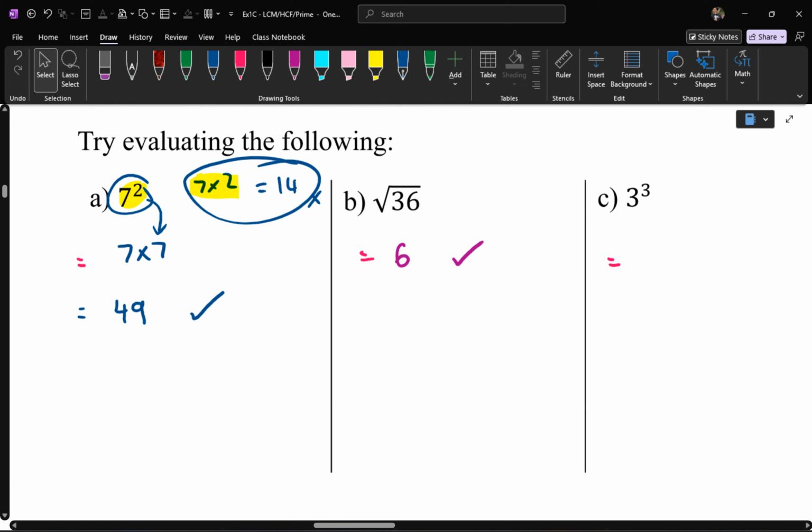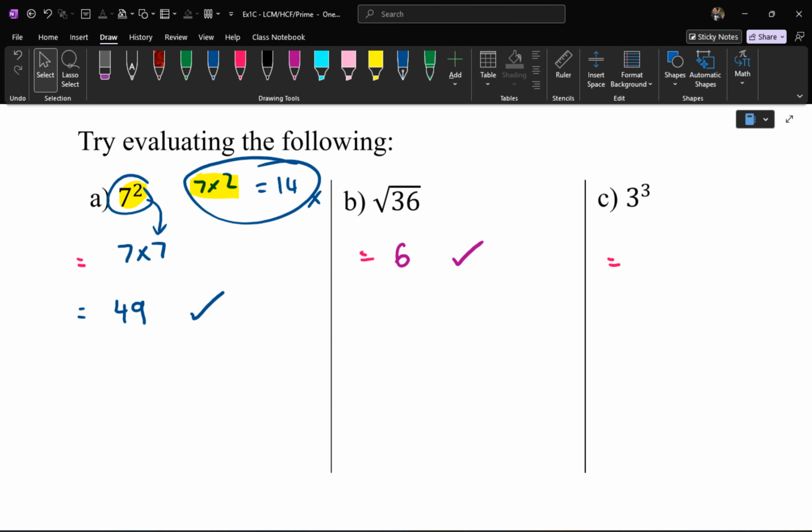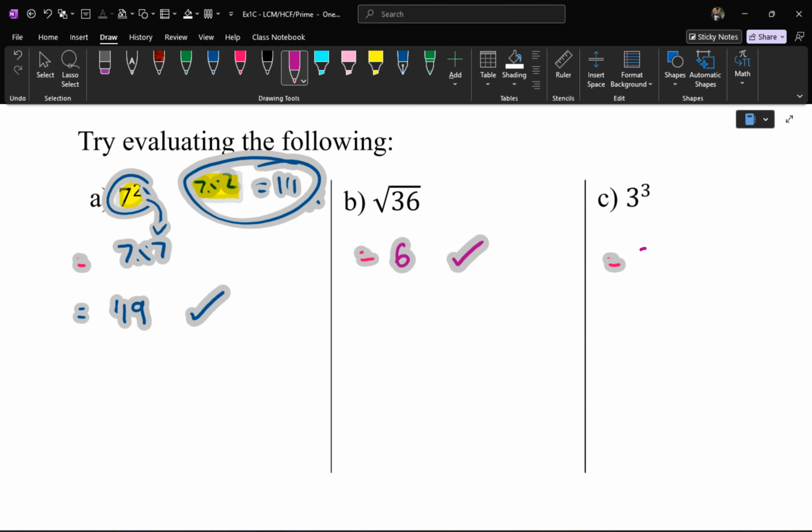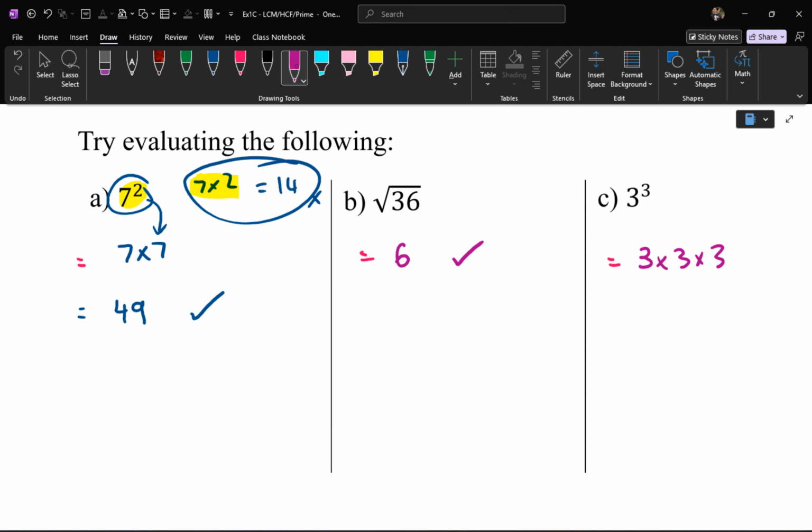Next one. 3 cubed. 3 cubed is not 9, not 3 times 3. It is what, Zara? 27. Very good, because it means 3 times 3 times 3. 27. Give yourselves a tick if you got that right.